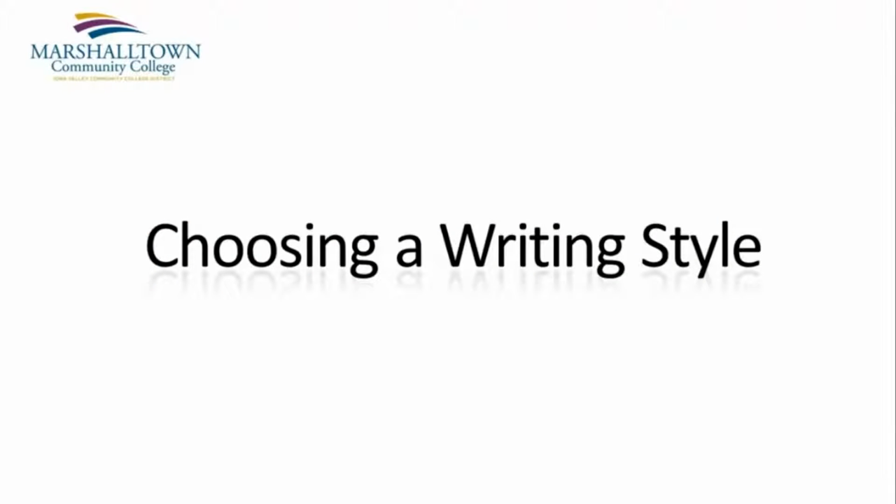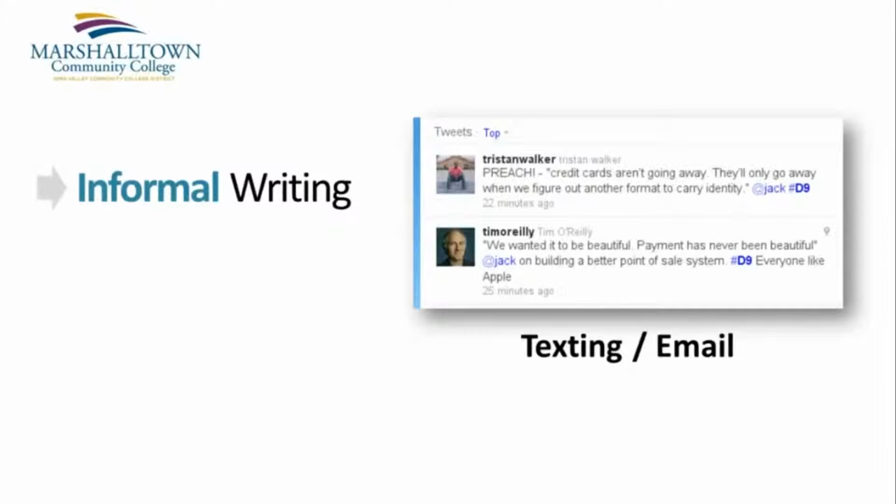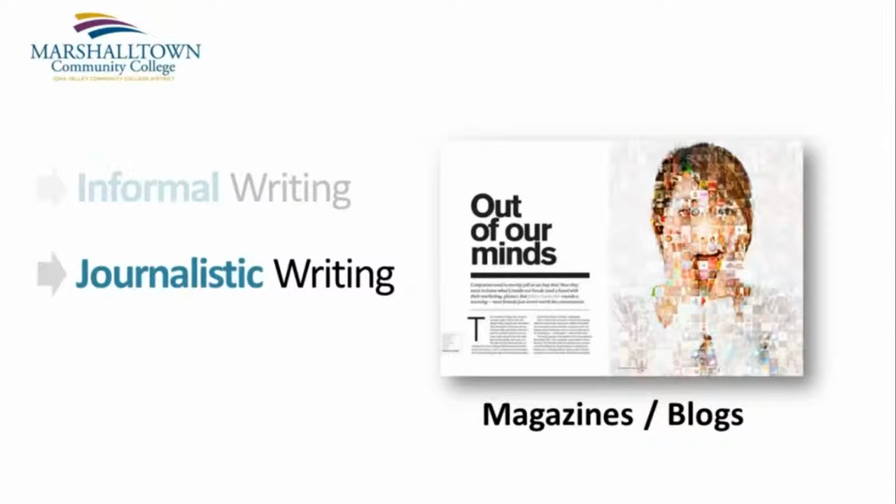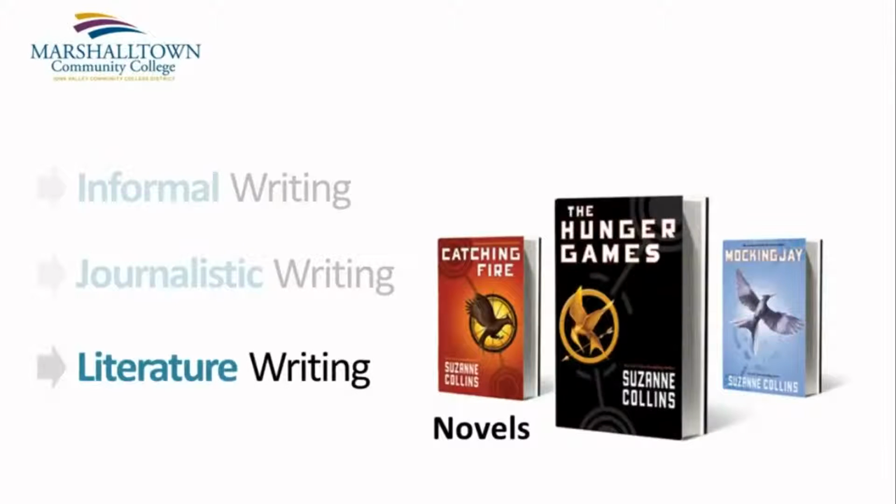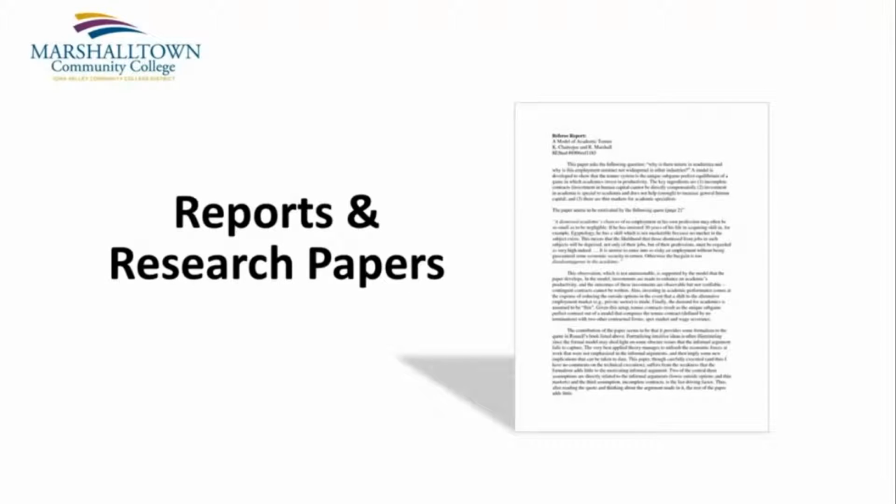Choosing a writing style. During any given day, you might be exposed to 100 different styles of writing, things like informal text messages on your phone, magazine articles and blog postings, or 400-page novels. Each style of writing has its own place and purpose, but in this course we're going to focus primarily on what might be called academic writing, a style that's primarily used for writing reports and research papers. As you move into the more advanced writing courses in college, this is the type of writing that you will most often be asked to do.